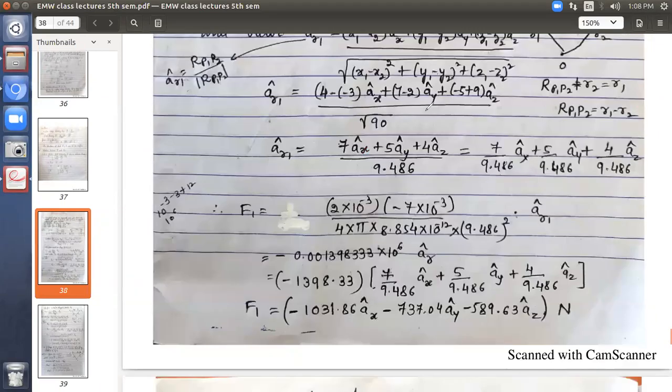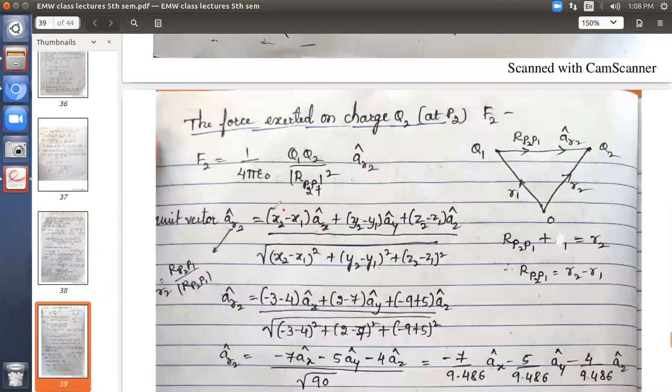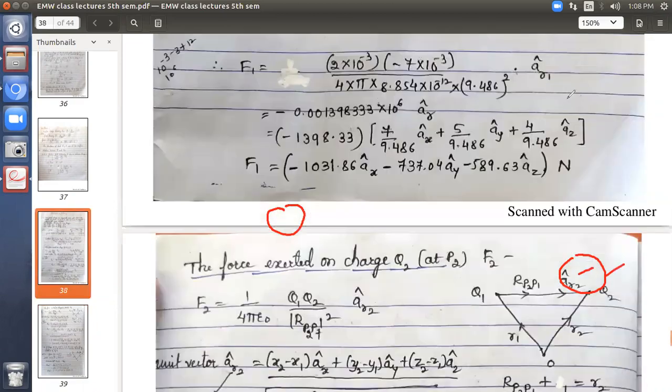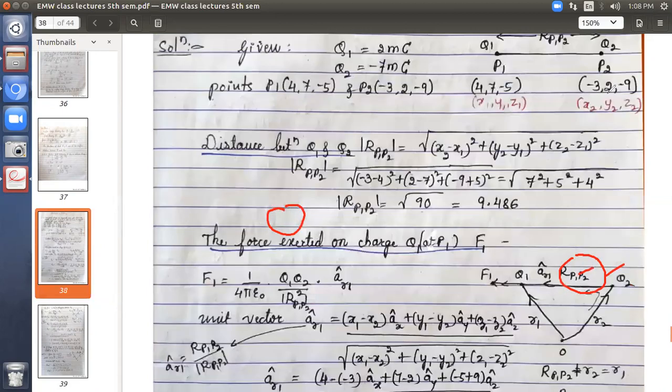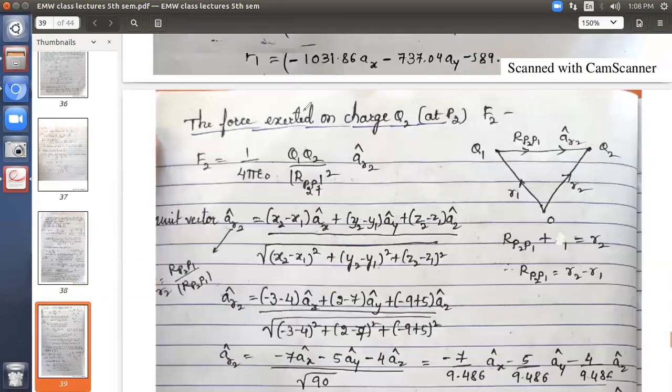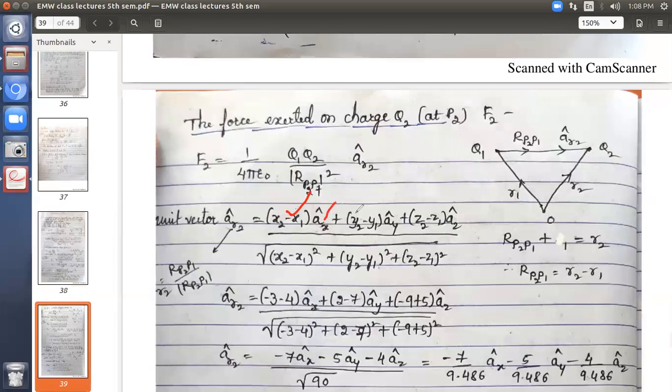Now what will happen? Here it is second point minus first point, because the suffixes are R2 minus R1, 2 minus 1. So 2 is this, 1 is this. So x2 minus x1, y2 minus y1, z2 minus z1. So 2 minus 1 will be considered. So x2 minus x1 in x direction, y2 minus y1 in y direction, z2 minus z1 in z direction. And the magnitude is 9.486.